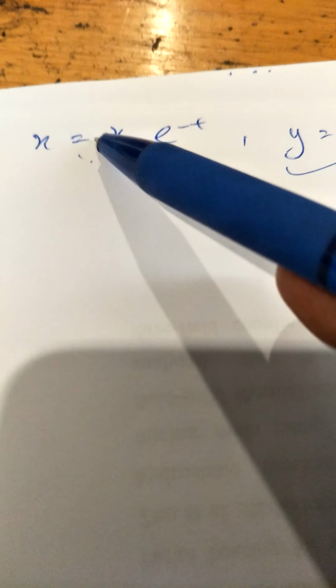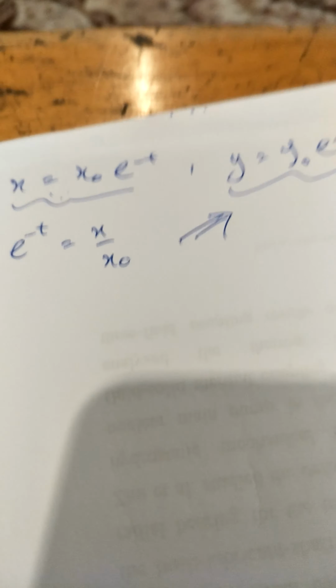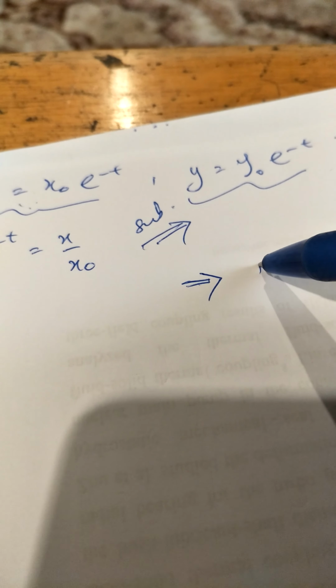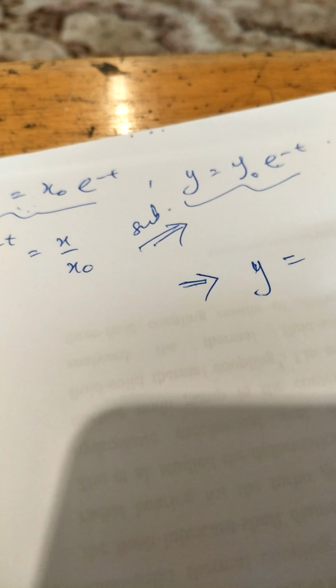Of course, you can write either this or that. For this you can write e to the minus t as x over x naught. If you substitute into that, we have y equal to y naught over x naught times x. So what can you see? This is just a straight line.